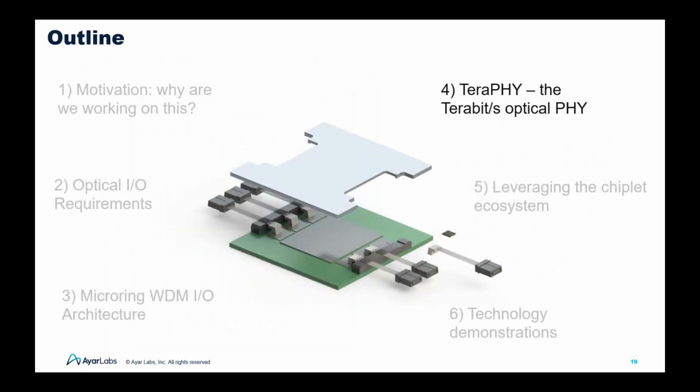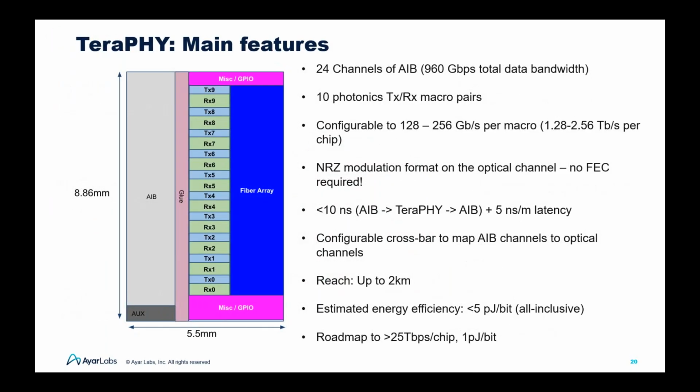Let's see how we build this system. This is one of the chips that we built. If you look at the left side, for sure, because we are in the chiplet domain, I'm sure all of you on the call are familiar with the chiplet ecosystem. We need a communication channel to the main SoC. We picked AIB, and this chip is 8 by almost 9 by 5.5 millimeters.